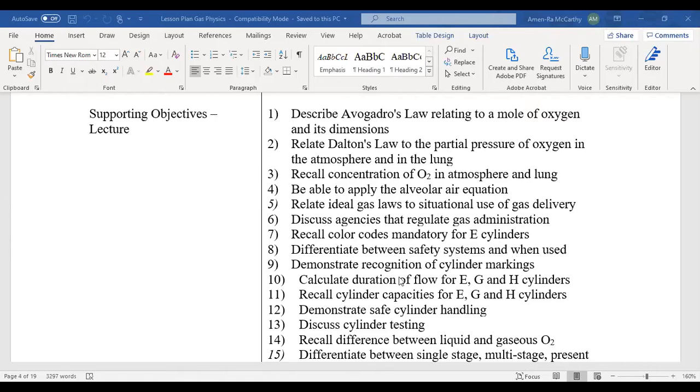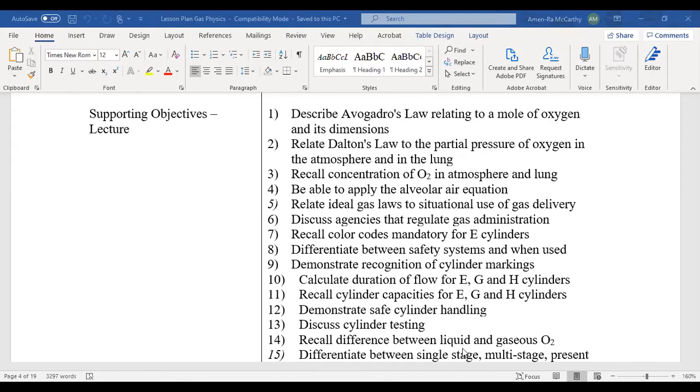Differentiate between the safety systems. Demonstrate the recognition of cylinder markings. Each cylinder has markings on them. You need to know what's usually on the front of the cylinder, what's usually on the back. Calculate duration of flow of the E, G, and H cylinders. That means how long will that flow last? If I have it set at 2 liters per minute, how long will that 2 liters last in that cylinder? That's a formula that you'll have to recall. Demonstrate safe handling of the cylinder. Discuss cylinder testing. How often are they tested to ensure that they are safe for the patient?